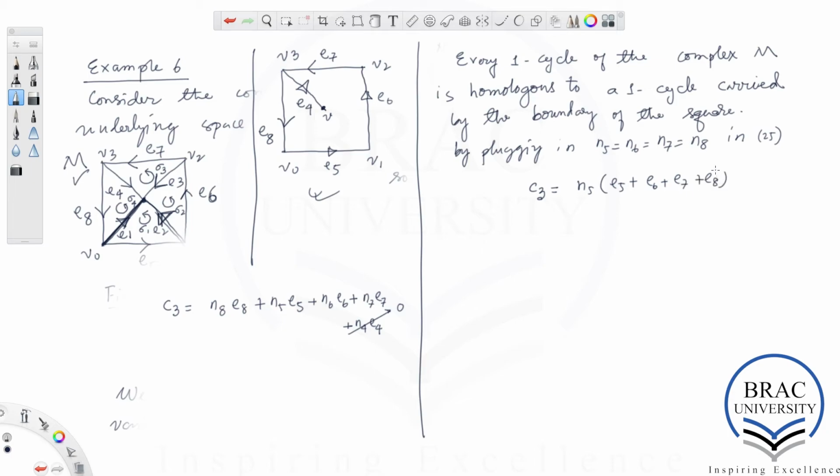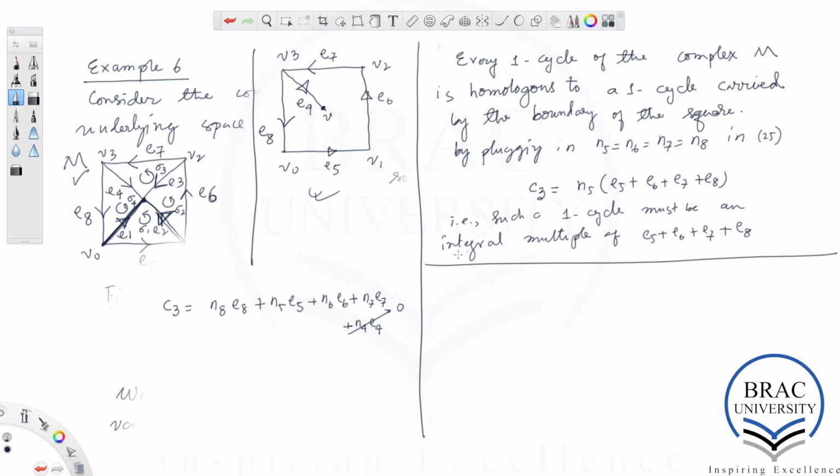Such a one cycle must be an integral multiple of E5 plus E6 plus E7 plus E8. This is one result.